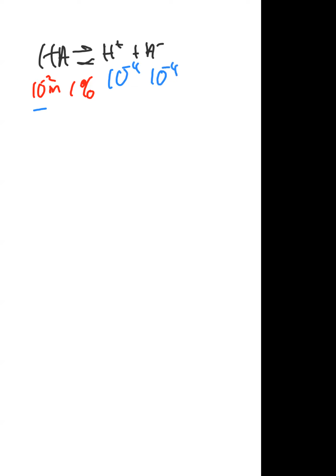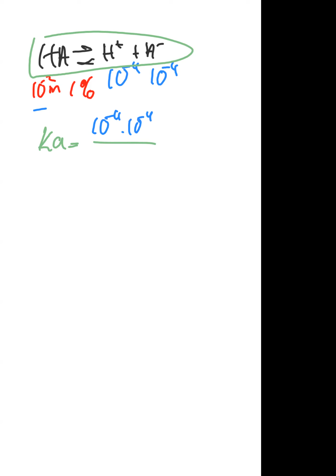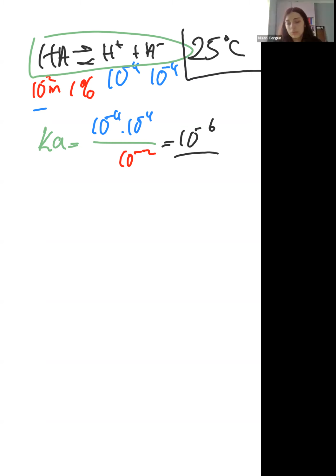Since it's an equilibrium state, we should have a Ka value, which is the multiplication of 10 to minus 4 and 10 to minus 4, divided by 10 to minus 2, which will give us 10 to minus 6. And this number stays stable when the temperature is kept constant, okay? And then let's say the whole reaction is completed at room temperature. Okay, then this one is a very fundamental property of weak acid.